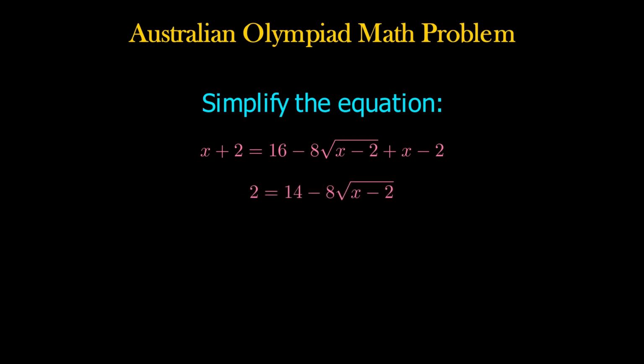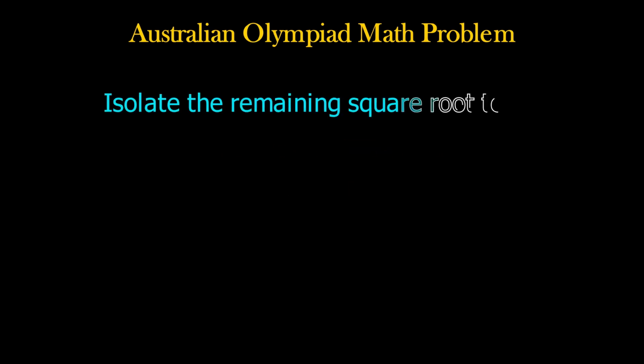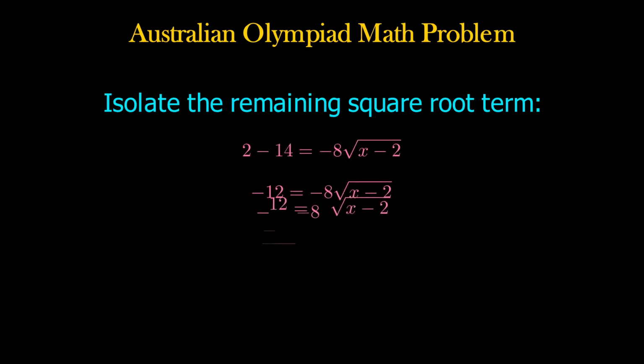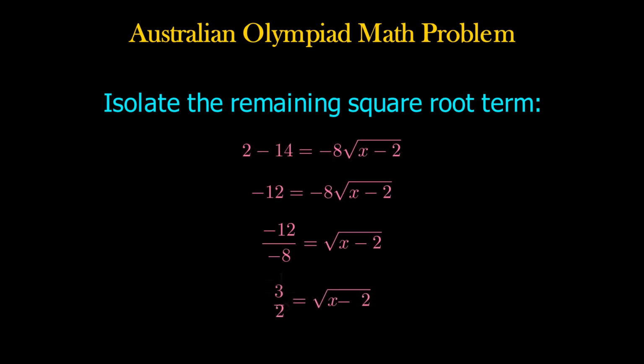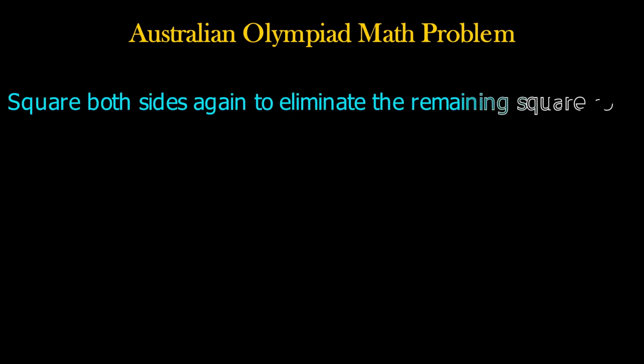Now, let's simplify. The x terms cancel out on the right side, and we can combine like terms. We're left with 2 equals 14 minus 8 times square root of x minus 2. To isolate the remaining square root, subtract 14 from both sides and divide by negative 8. After simplification, we get the square root of x minus 2 equals 3 halves.